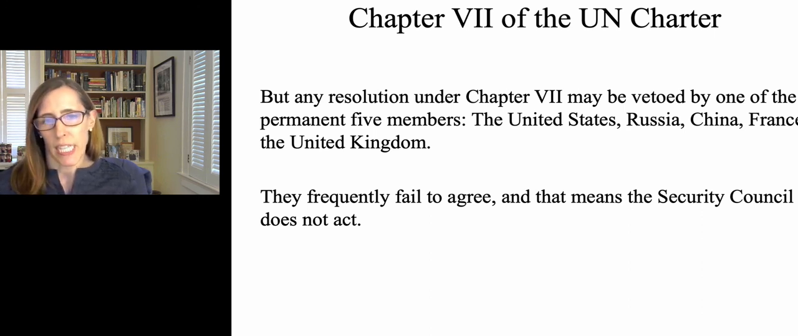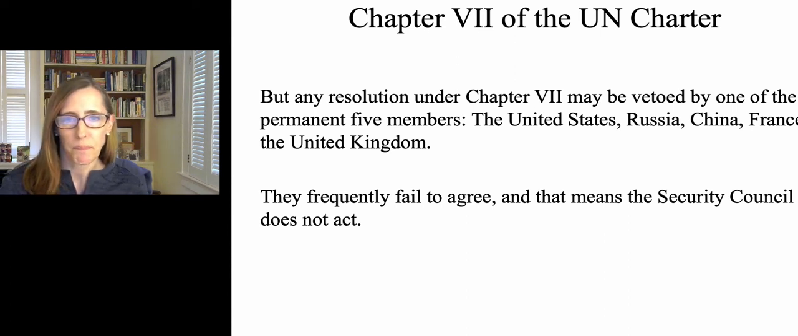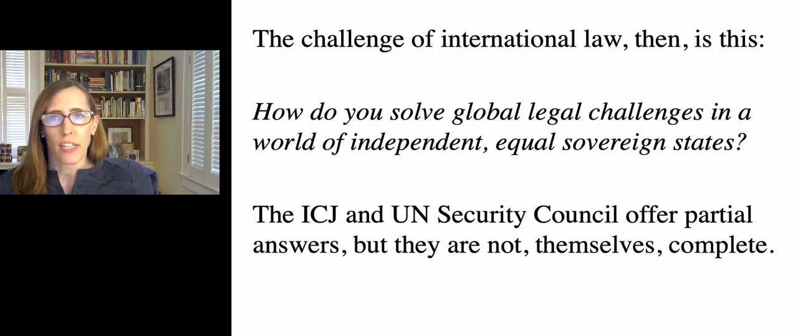A recent example is the horrific war in Syria. There were several resolutions proposed to try and address the humanitarian crisis there, and they were vetoed by Russia, and therefore no action was taken to try and address that really terrible catastrophe. So the challenge that international law faces then is, how do you solve global legal challenges in a world of independent, equal, sovereign states? The International Court of Justice and the UN Security Council offer partial answers to that question.